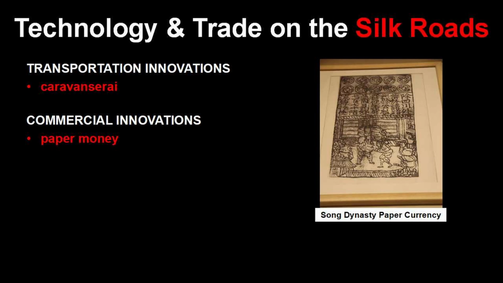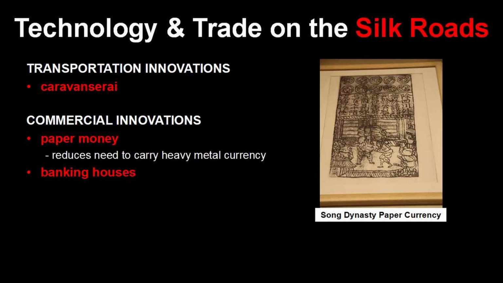Speaking of gold, let's talk about money technology. You mean paper money? Right again. Paper money developed in China during the Song dynasty, and it was useful for merchants who didn't want to carry around a bunch of gold and silver. So that's also a technology that could increase the geographic range of trade.